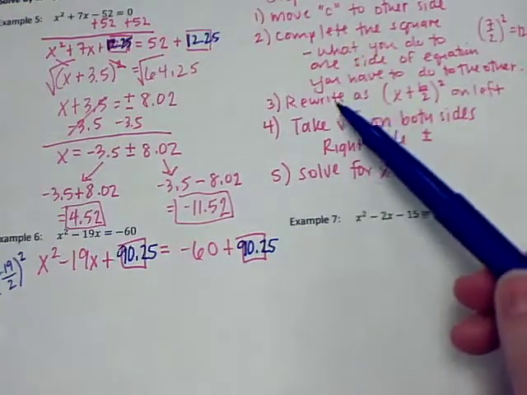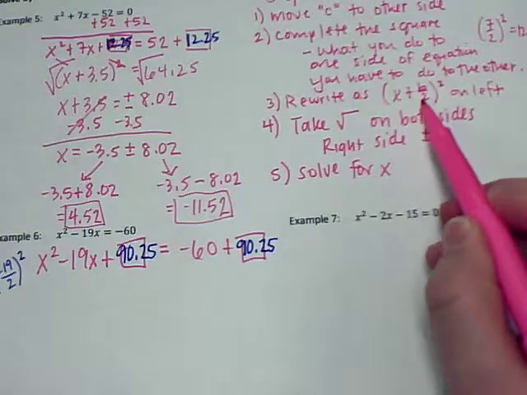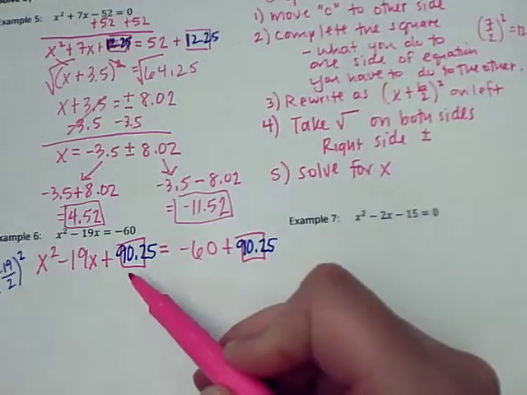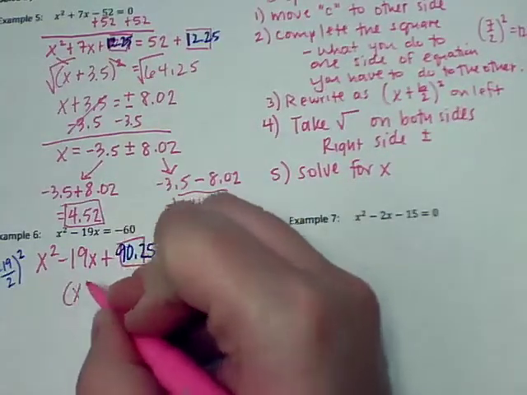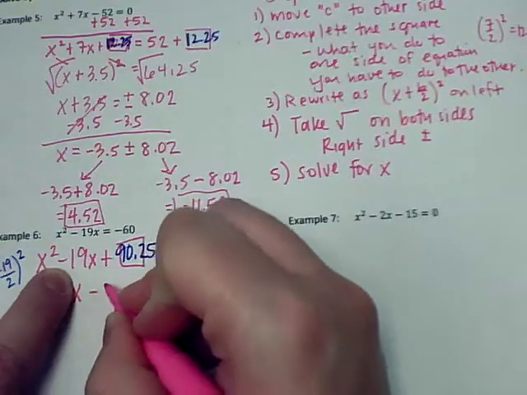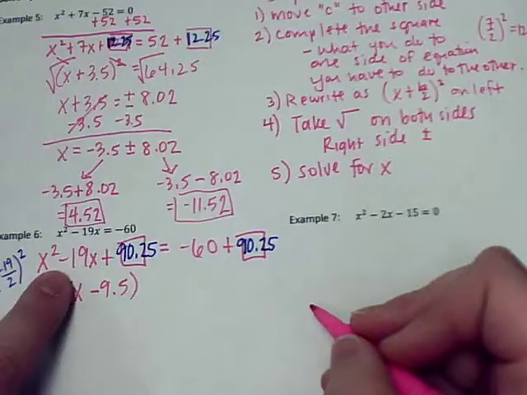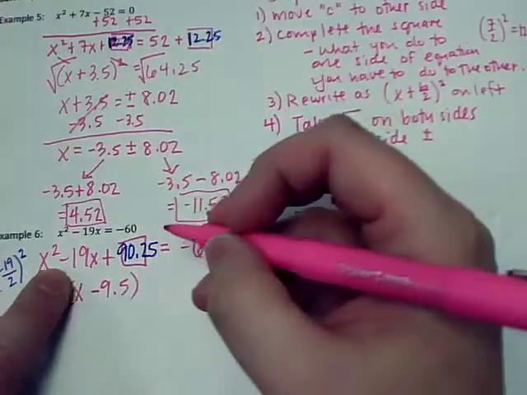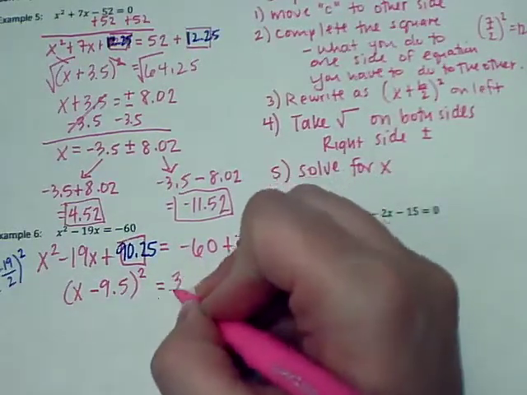Now step 3, we need to rewrite it as factored. So I need to find two numbers that multiply to 90.25 and add to negative 19. Well, step 3 lists the shortcut for that, because that's the whole point of completing the square, that we are able to do this shortcut. So I'm going to rewrite it as x, half of b is negative 9.5, squared equals, if I go ahead and combine these, I get 30.25.